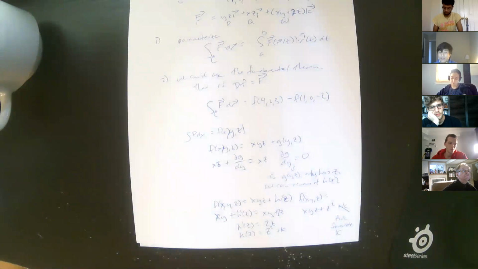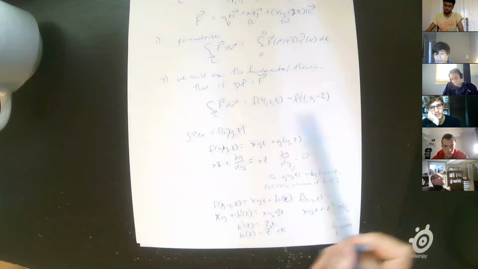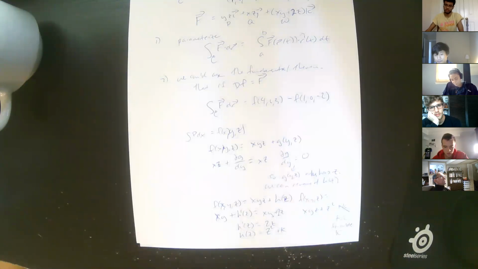Okay, and then you evaluate this function. What do we get? I got 77. Okay, that seems reasonable. All you have to do is plug in 4, 6, and 3 into xyz plus z squared, and then subtract f at 1, 0, -2 from it. Not hard. I got 77 from that. Sounds reasonable.